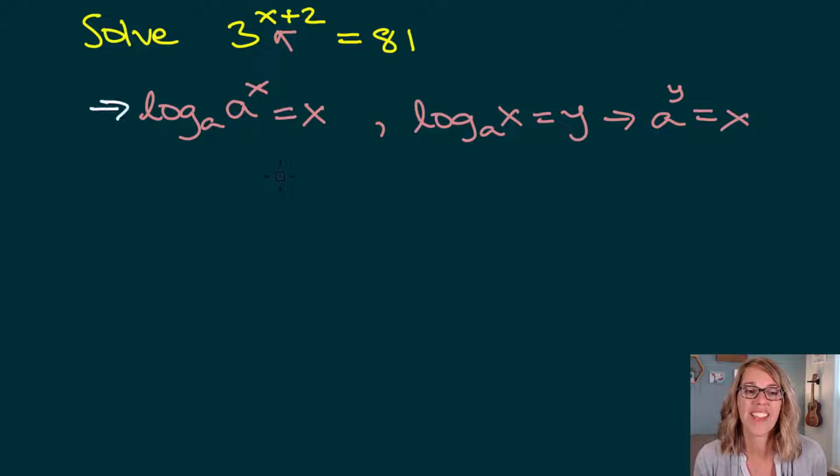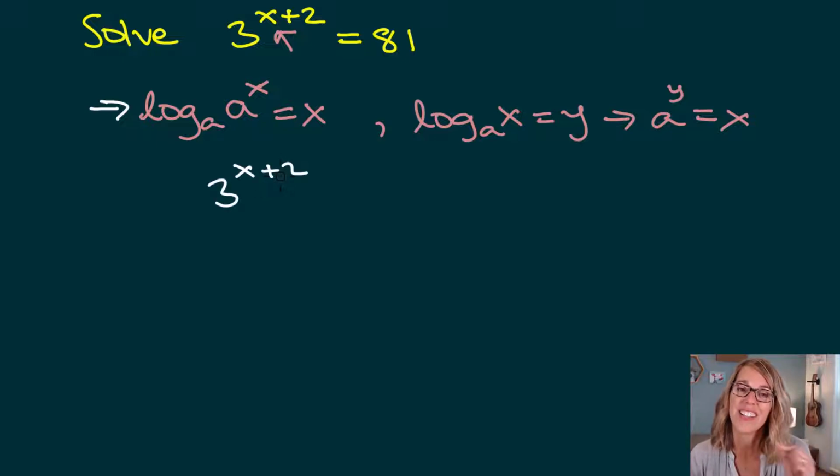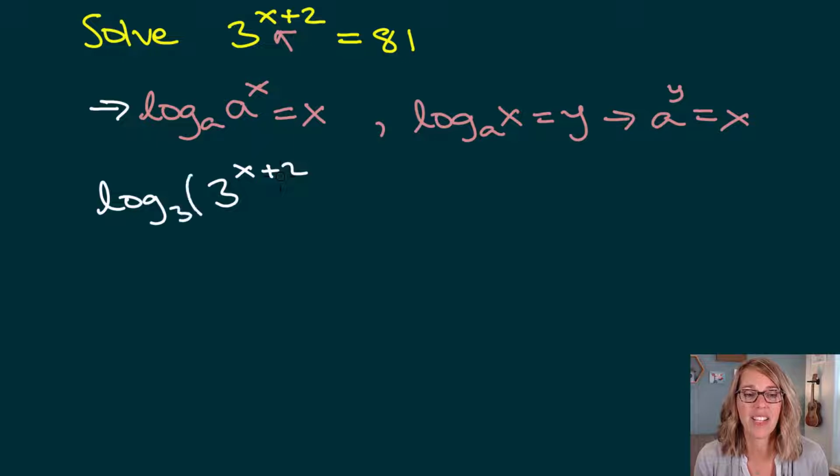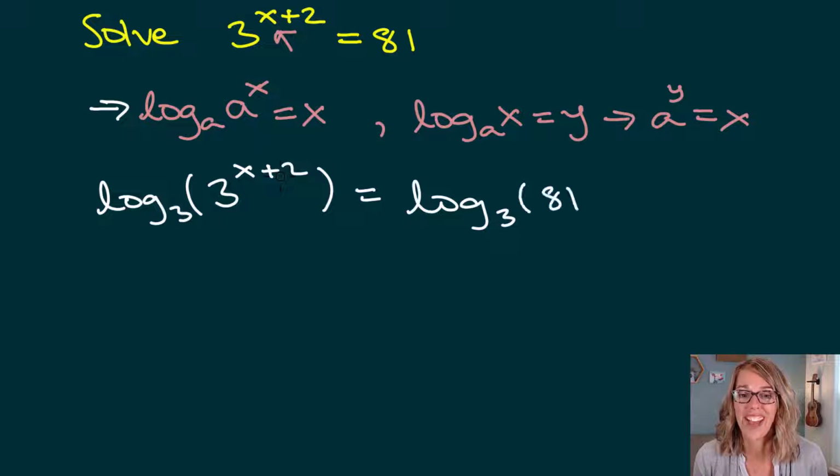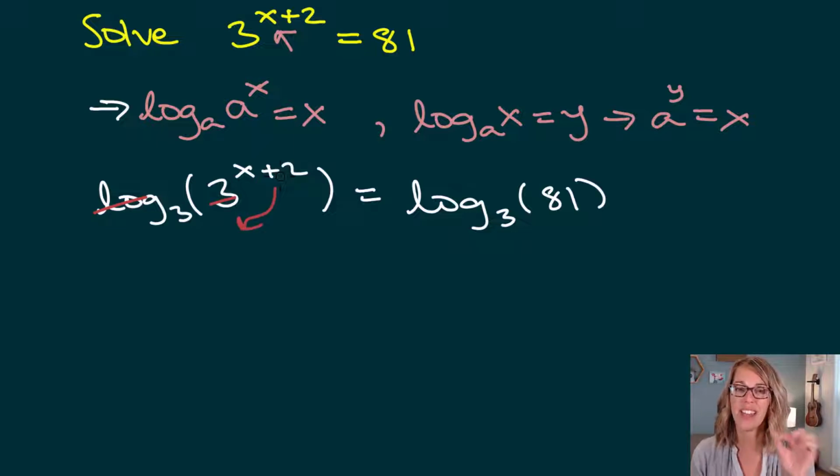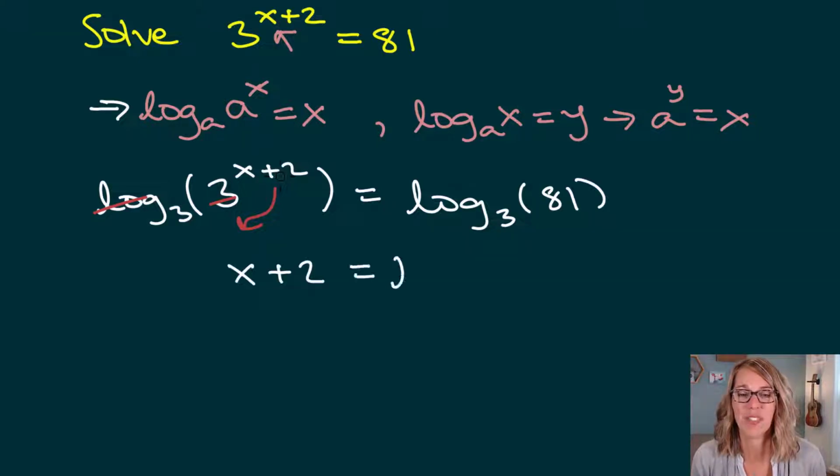I'm going to apply this first inverse function property on our example here. So I've got 3 to the x plus 2 on the left-hand side. To undo that, I need to apply a log base 3. So I'm going to apply a log base 3 to the left-hand side. Whatever I do to the left, I need to do to the right-hand side as well. This works out really nicely because the log base 3 undoes my exponential base 3, and I can bring that x plus 2 down on the main line. So x plus 2 is equal to log base 3 of 81.